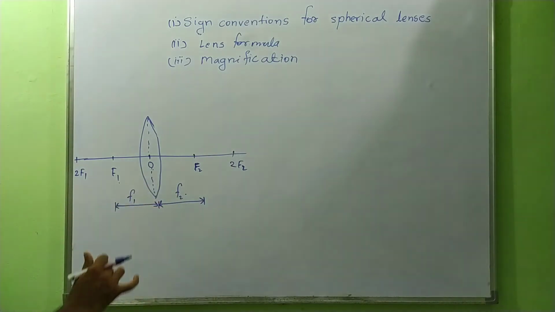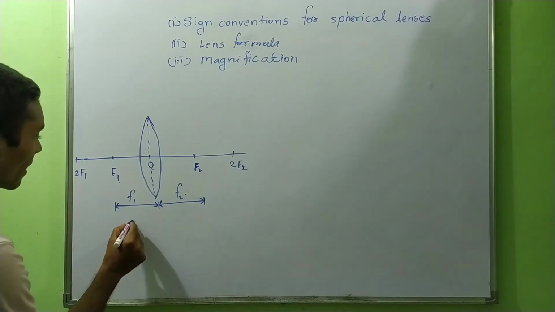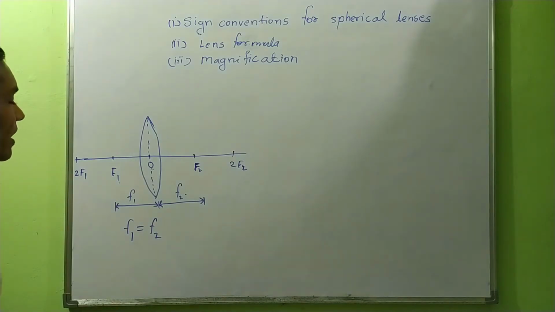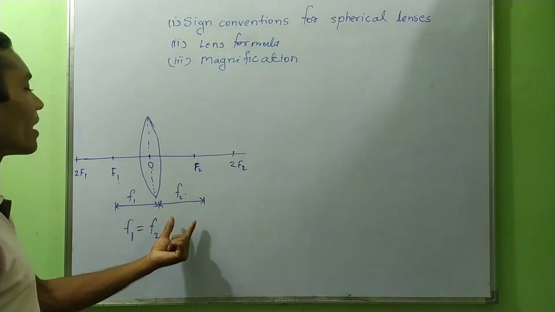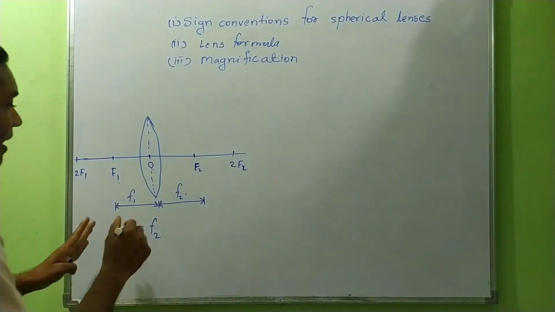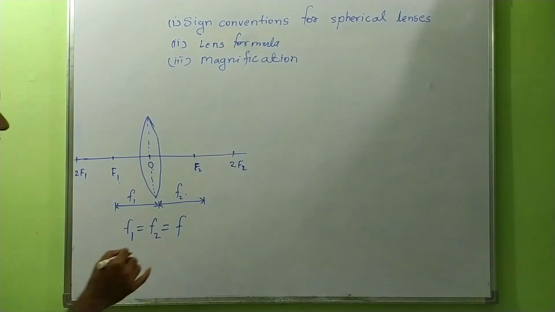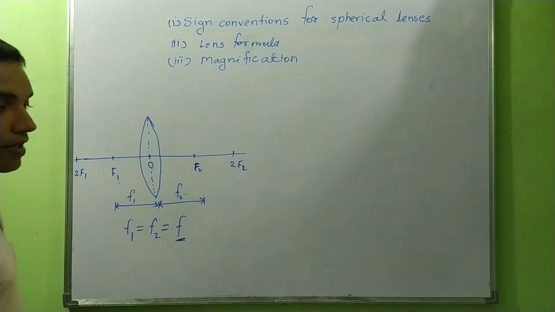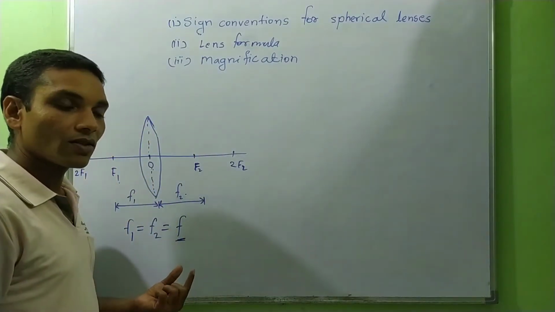This distance is called the second focal length of the convex lens. Here you have to remember that for a thin lens, f1 is taken equal to f2, meaning it is assumed that the first focal length is equal to the second focal length for a thin convex lens, and it is taken as equal to f. So now this will be the focal length for the convex lens.